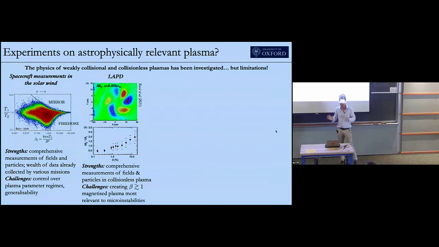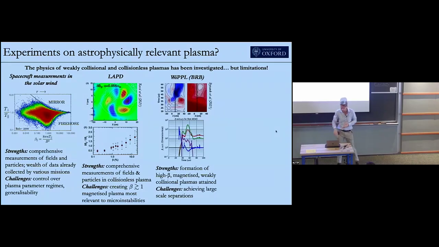However, this is effectively a magnetically confined plasma, and so you can only look at a limited space: these kinds of low-beta plasmas. Looking at higher-beta plasmas is not possible in this particular setup. Recently, the Big Red Ball at the Wisconsin Plasma Physics Laboratory came online.